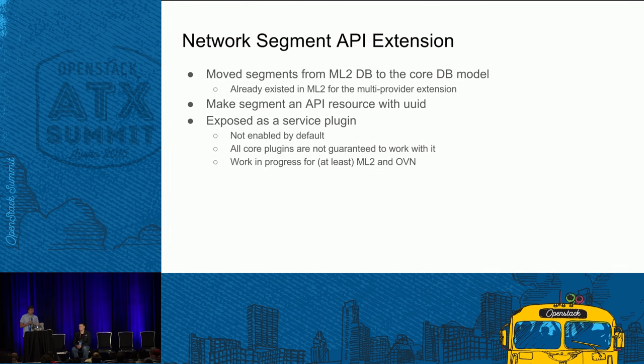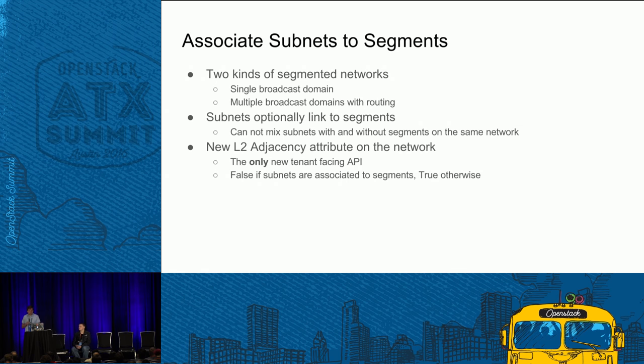And by Newton, we'll be able to create and delete segments from a network. Right now you have to create all your segments all at once at network create time, but we're going to relax that a little bit, allow you to create and delete so segments can come and go from a network over the life cycle of the network. And we're exposing this as a service plugin so that now we have an endpoint, we have segments, they have UUIDs, and this is something we can work with.